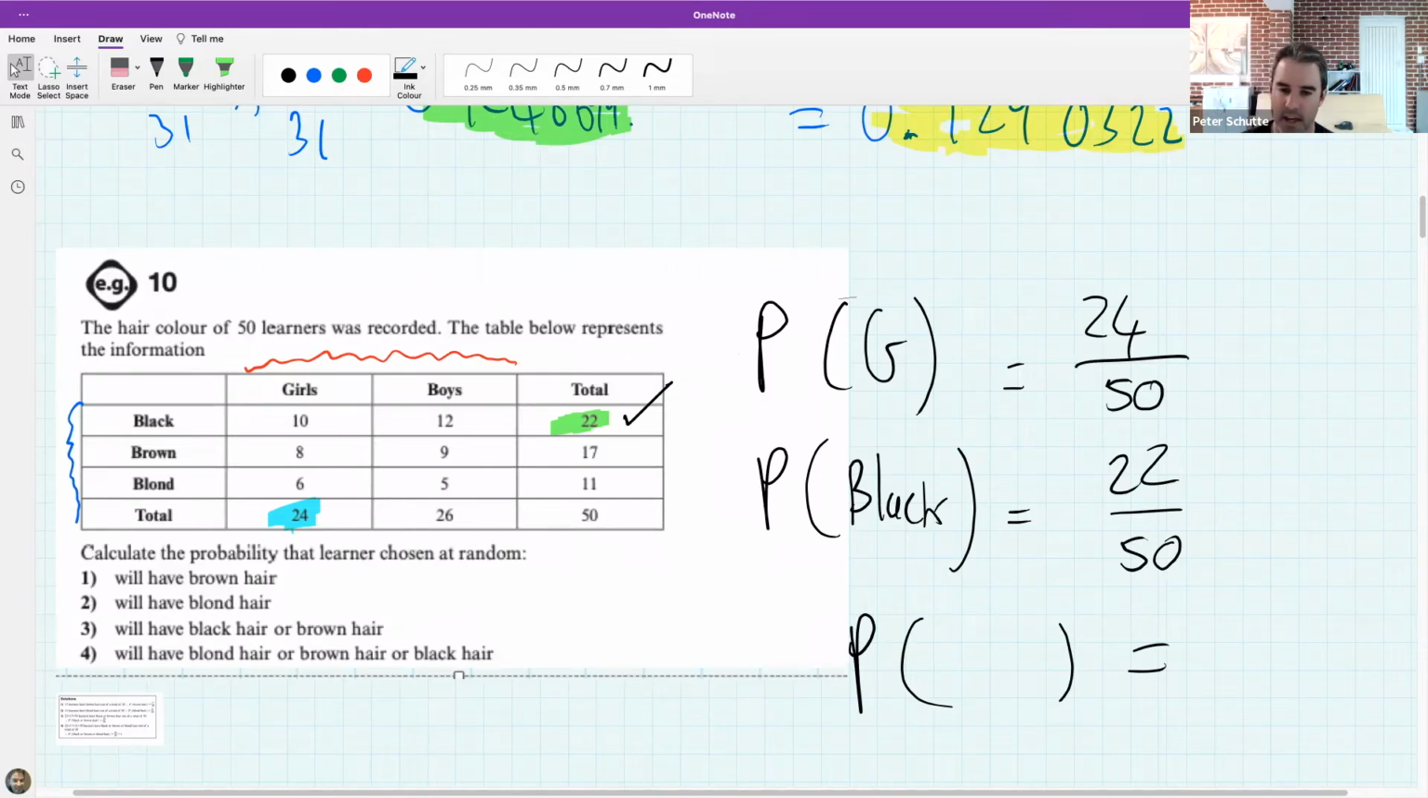Hello, sir, can you hear me? Loud and clear, loud and clear. What do I need to find? You need to find the probability of a girl who has black hair. You are winning at life.